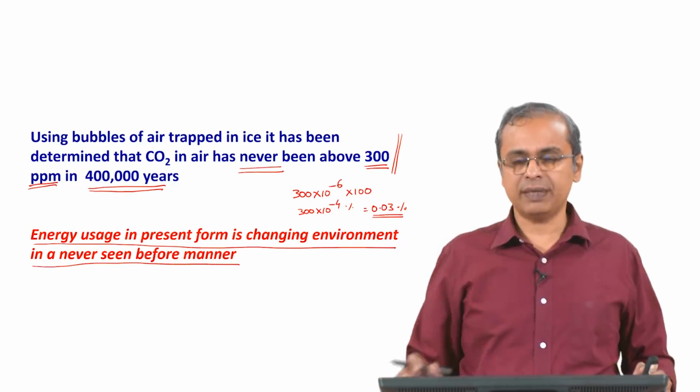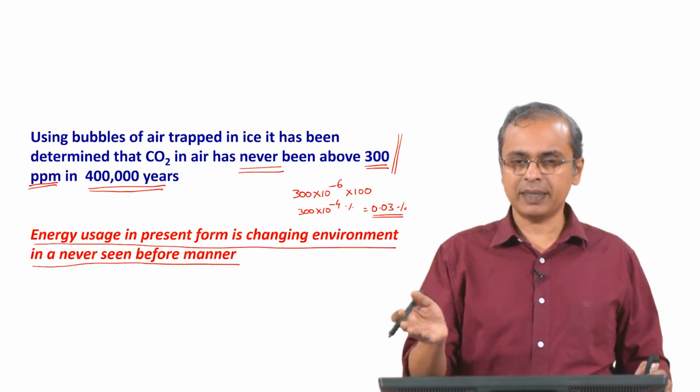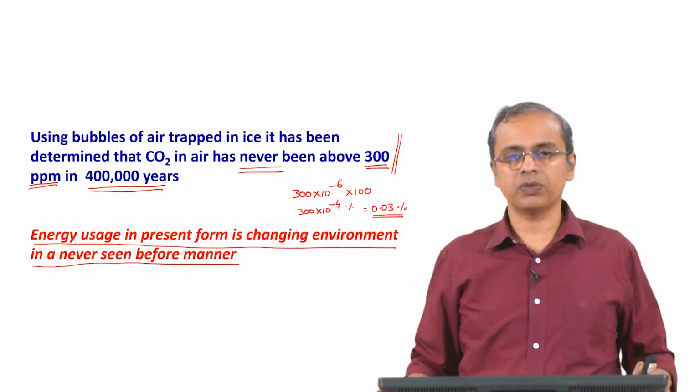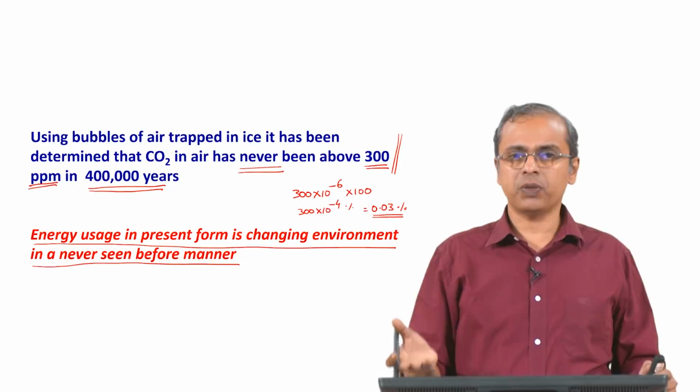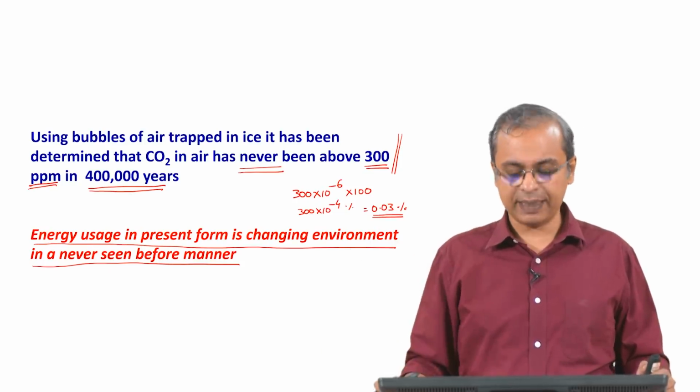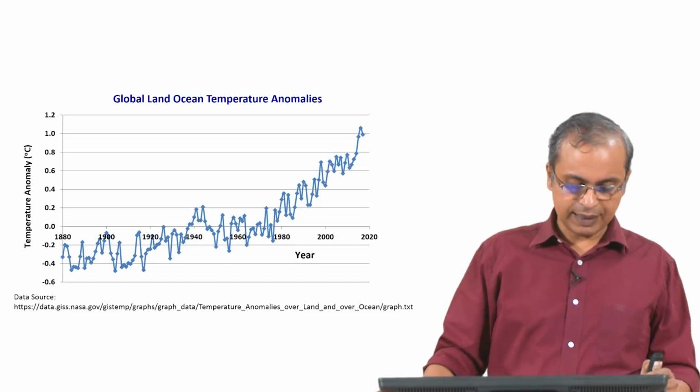It is not just CO2 that we are worried about. CO2 is just one parameter in the air. So what if the CO2 is 0.04%? I think that's a fair question to ask. So what? So what if it is 0.04, 0.05? Why does that matter?